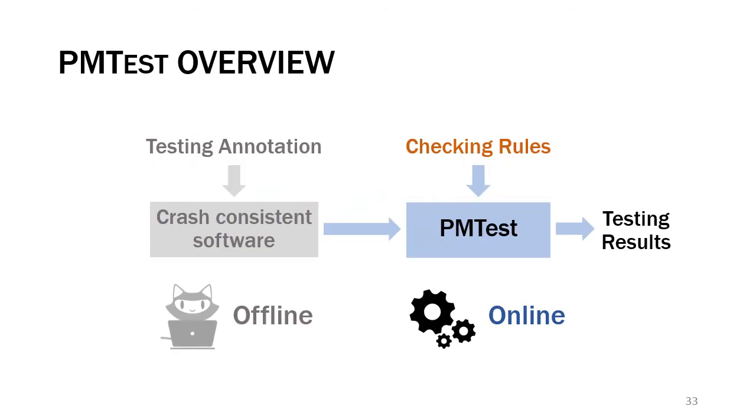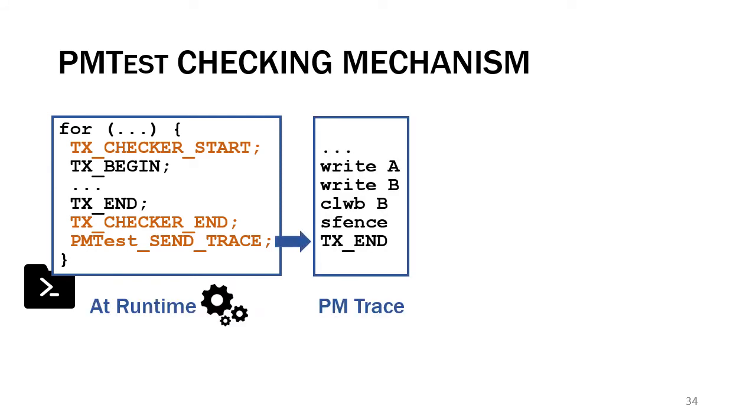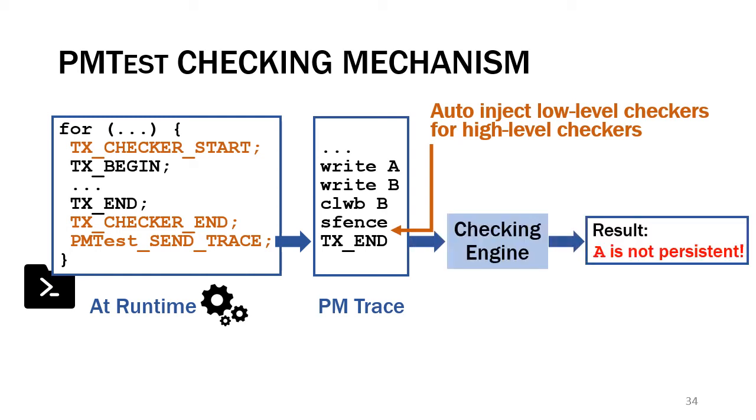The mechanism enables the online testing that checks against the rules and provides the testing results. The runtime checking mechanism is the following. Given a program with annotations, at runtime, it provides a trace to PMTest, and based on the high-level checkers, PMTest injects low-level checkers automatically. And the checking engine tells the correctness.